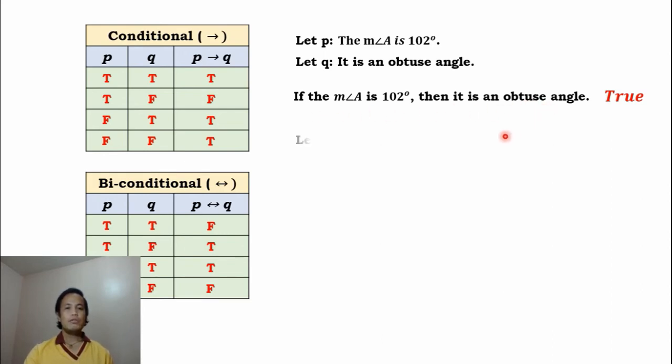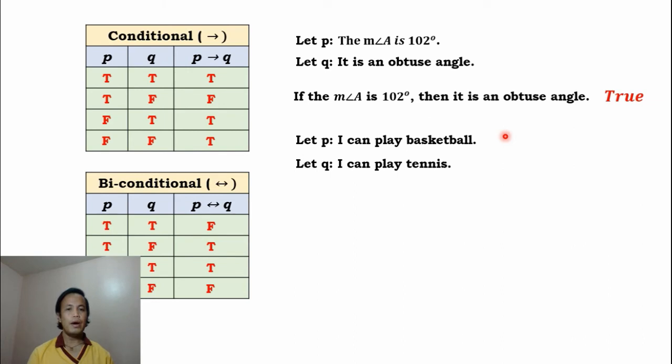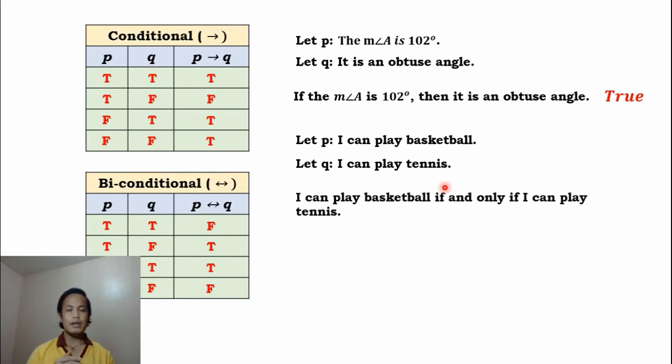Now let's proceed to another example. We let P be, I can play basketball, and we let Q be, I can play tennis. So if I have to translate this statement into a biconditional statement, of course, using the connector if and only if, this statement can be written as, I can play basketball if and only if I can play tennis.